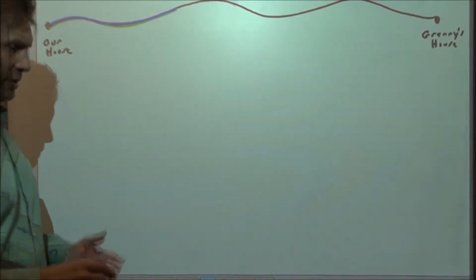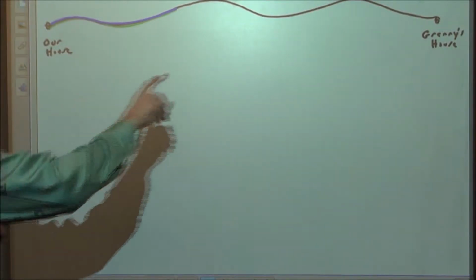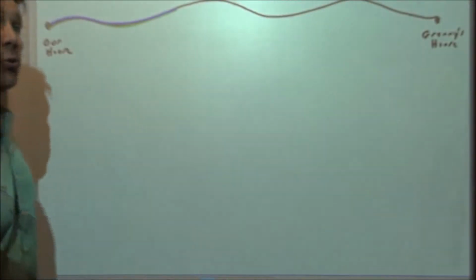Section 8.7, velocity, acceleration, and the distance of a particle from a reference point. We'll call it the origin. We're headed to Granny's house. Got the greatest pecan pie in the world.